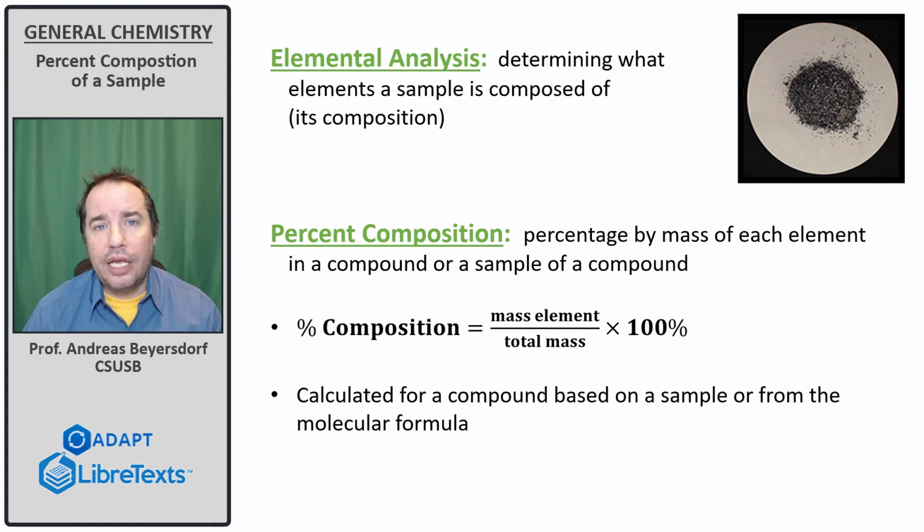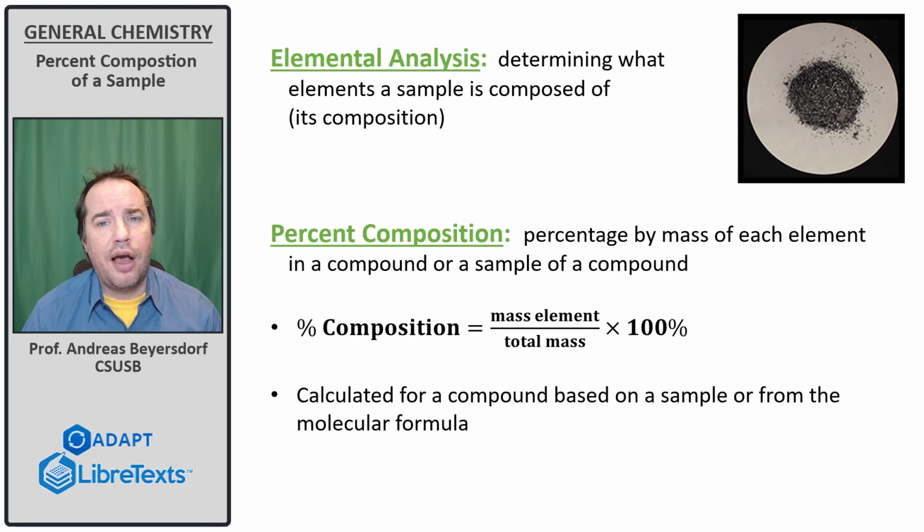And primarily, we're looking for the percent composition, which is the percentage by mass of each element in the compound. And for instance, you could have a sample that's 20% carbon and 60% oxygen and 5% chlorine and 15% hydrogen. That tells us what that substance is.